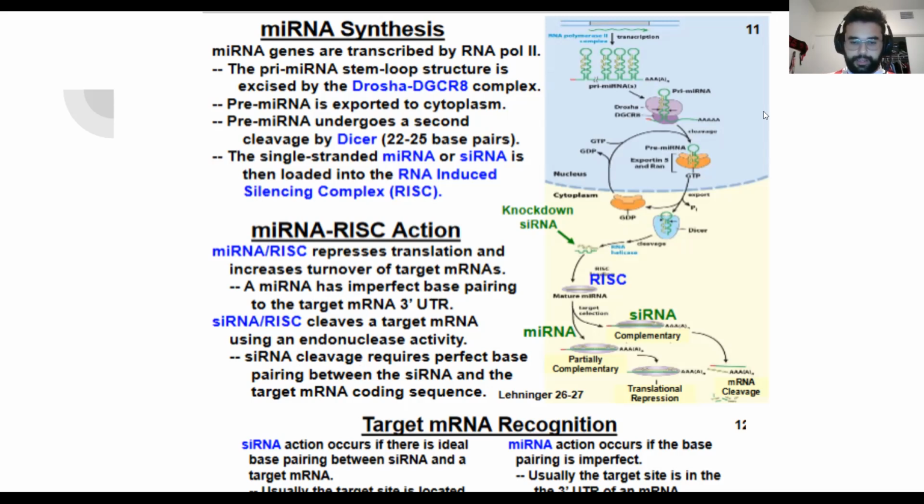So if you're looking at the target mRNA recognition, our siRNAs are only going to be dealing with ideal base pairings between the siRNA and the target mRNA, while our miRNA occurs if the base pairing is imperfect. So these are two ways that we can recognize if it's an siRNA or an miRNA.